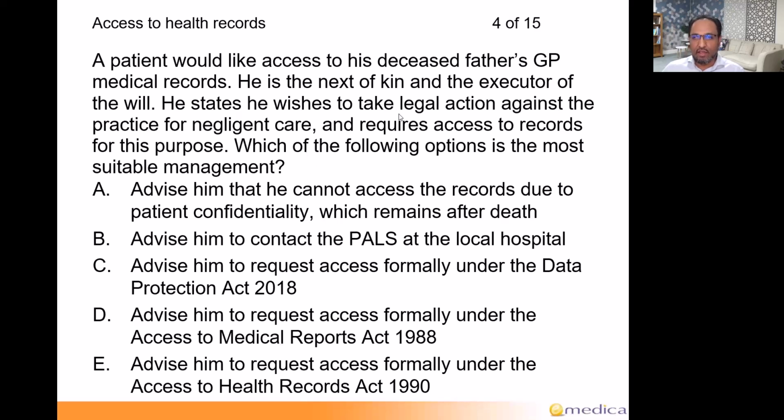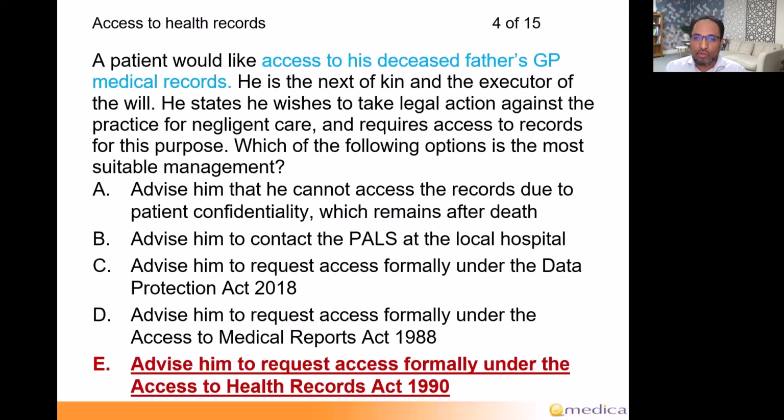Okay, so the key thing here is that the patient wants access to someone else's records, his father. It's not someone random, it's his father who's passed away. And it's because he's the next of kin and he's worried about negligent care. So he might be thinking of suing. So the correct answer is E. If you want to access someone else's record who's passed away and you have a legitimate reason to do so, you're the next of kin or the executor of the will, or in this case, actually both, then you need to apply under the Access to Health Records Act. Okay, so E is the correct answer.